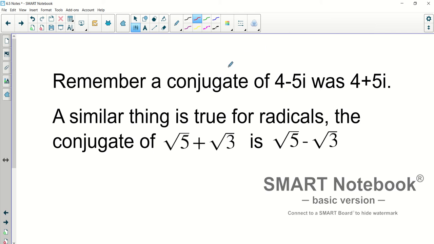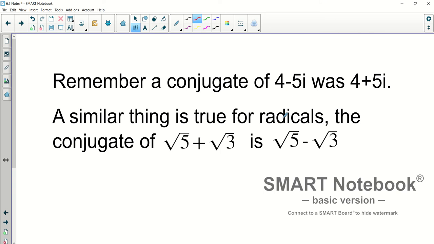So we talked about conjugate a lot with imaginary or complex numbers. So the conjugate of 4 minus 5i was 4 plus 5i. Remember, you just changed the sign of the imaginary part. Or we could also say you change the sign of the second value.